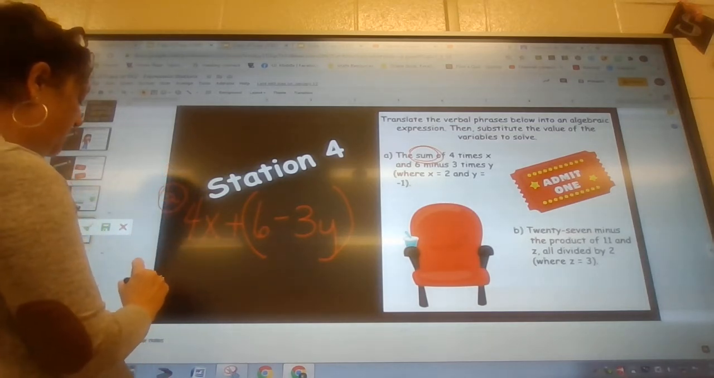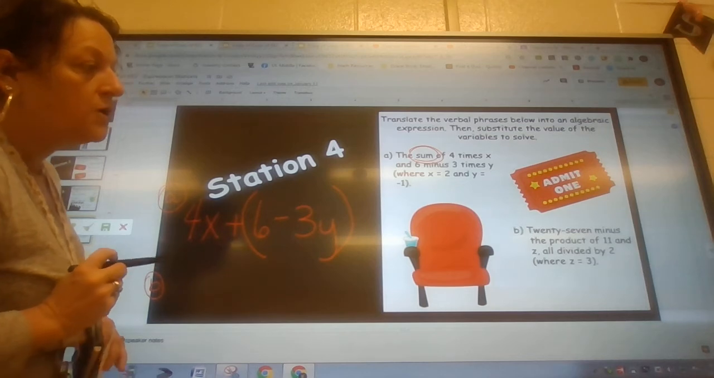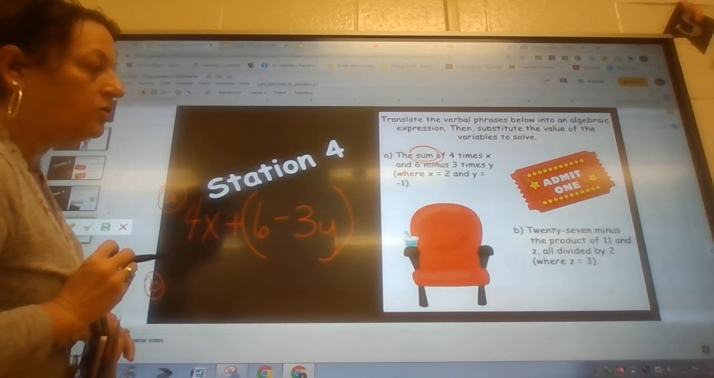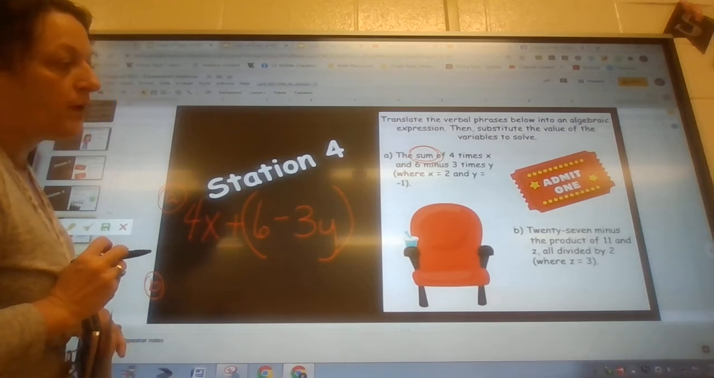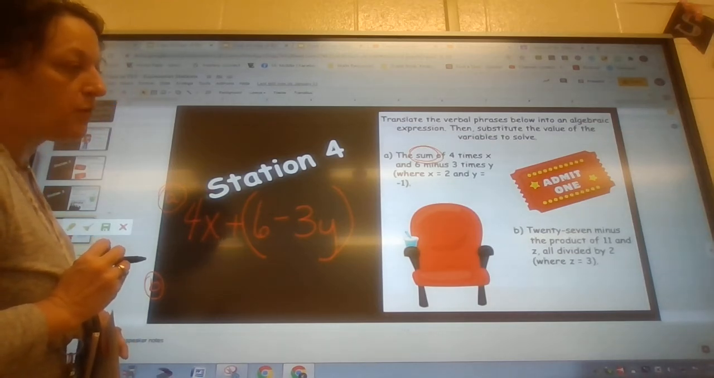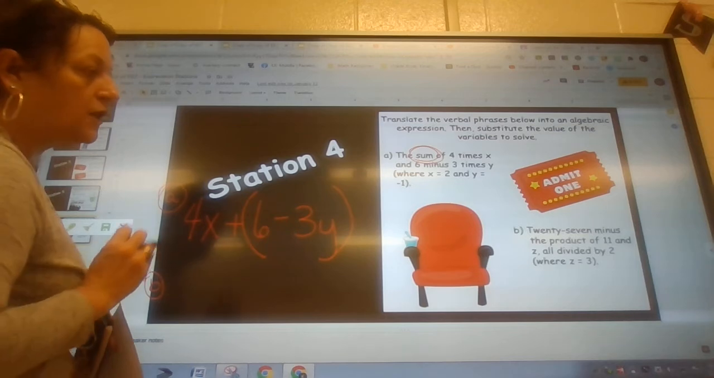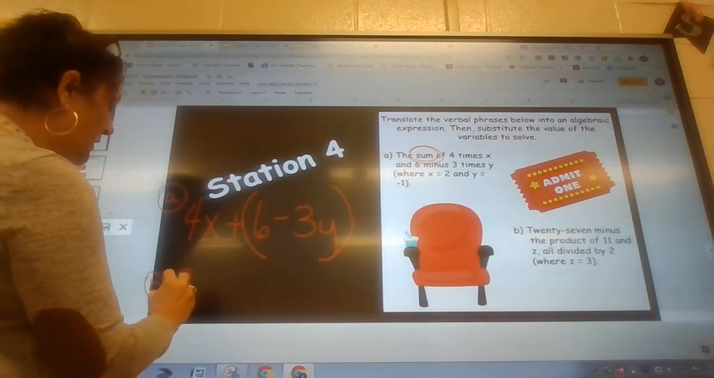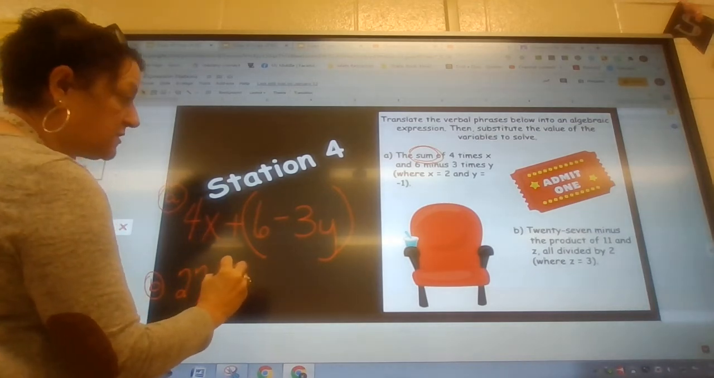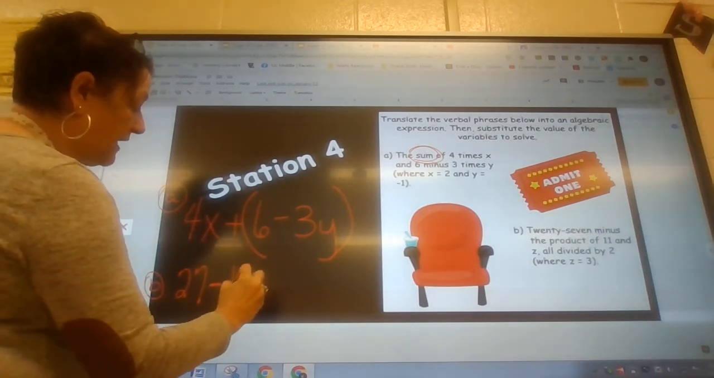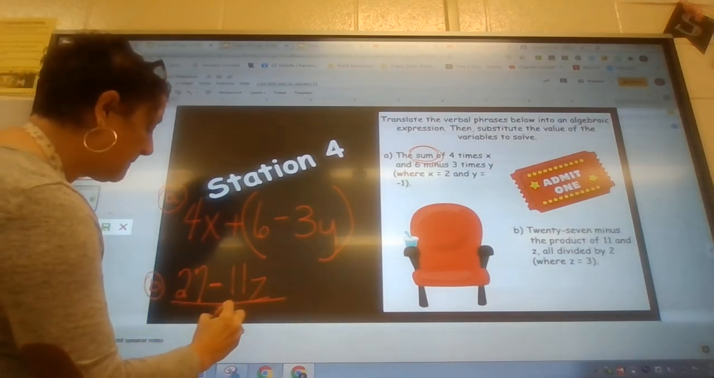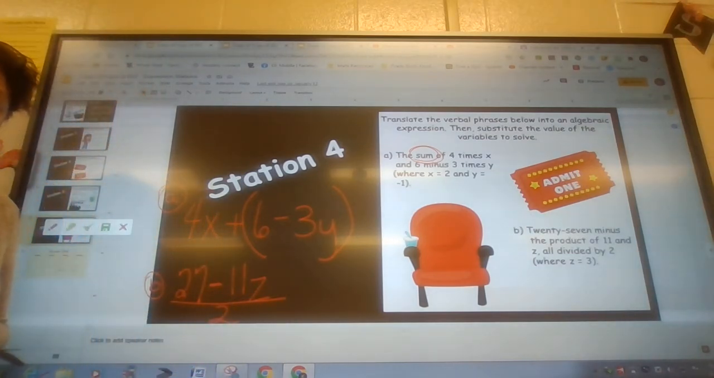I'll write A and B for you, and then you can solve them. 27 minus the product of 11 and z, all divided by 2. 27 minus the product of 11 and z. 27 minus the product of 11 and z is 11z, all divided by 2. Okay?